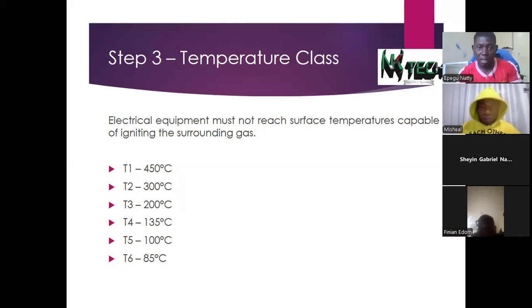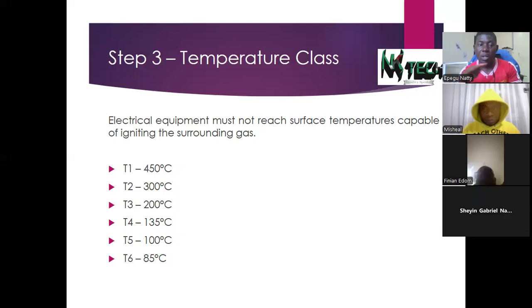So this temperature class is telling you that if the equipment gets hot, it should not be more than a particular temperature. For T1, it should not be more than 450 degrees. For T2, it should not be more than 300 degrees. With this, you can know where to place that particular equipment.